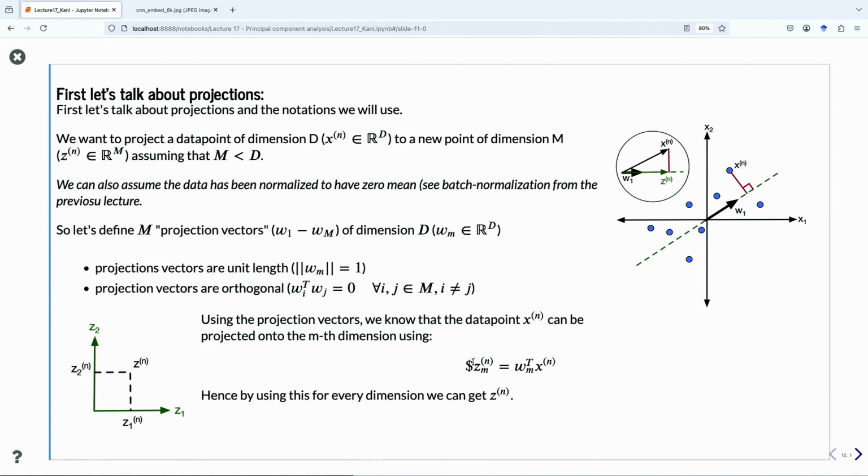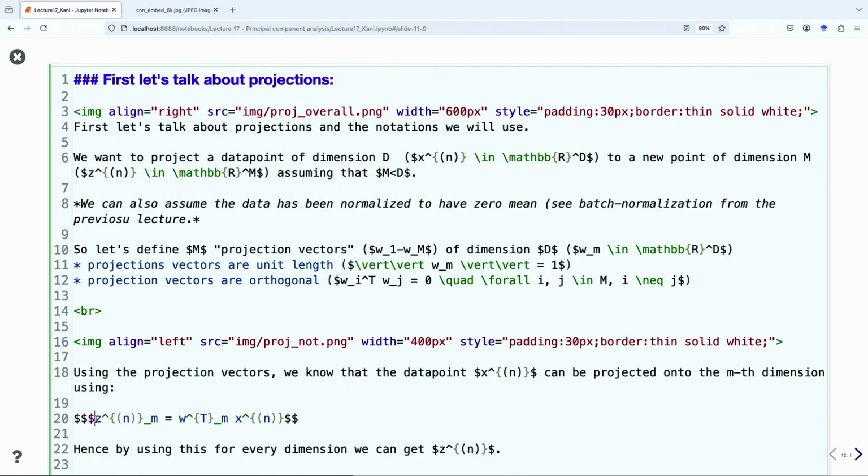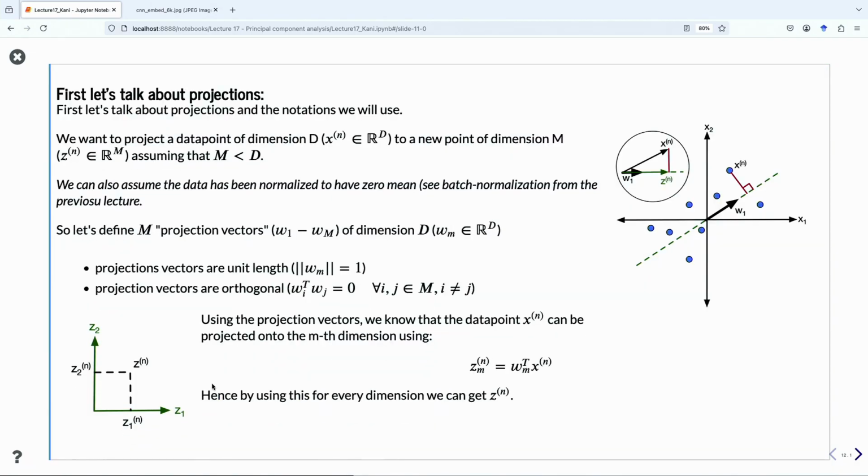Using the projection vectors, we know that the data points x_n can be projected onto the mth dimension of z. We'll call this projected point z. We know that the data point can be projected onto the mth dimension of z using the corresponding projection vector transposed, multiplied by the data point. Okay? Makes sense. Same thing as you did in linear algebra. We're just changing the space of the data.